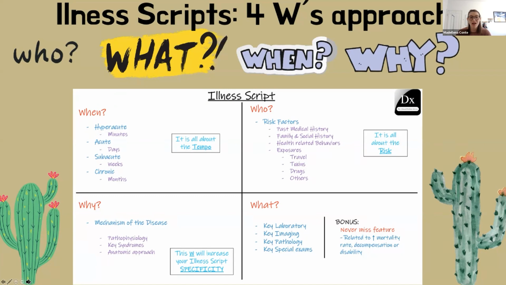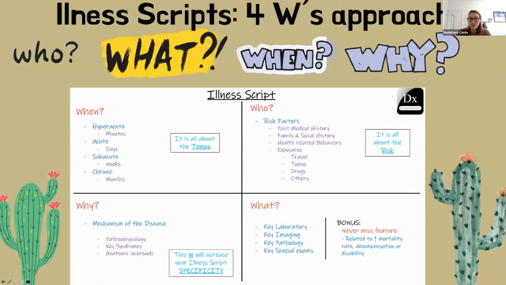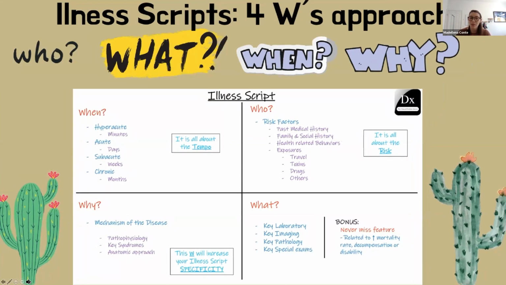So when we make our own illness script, we have to decide how we fill in each of the 4 W's. And we want to make sure we don't inundate the script with too much information to keep it simple. One strategy to optimize the utility of your illness script is to include a key or defining feature of the disease that helps us distinguish it from other diseases that may have a similar presentation.